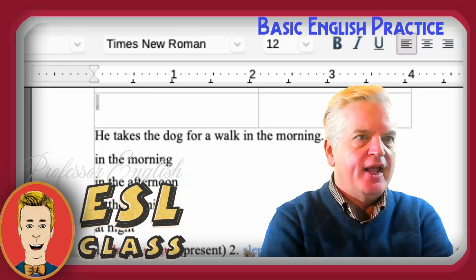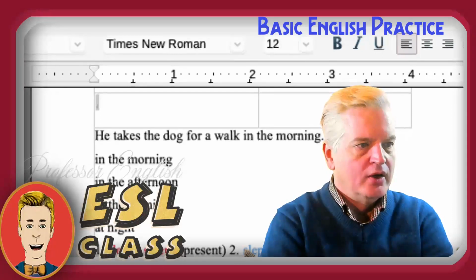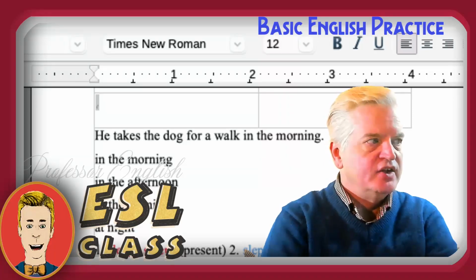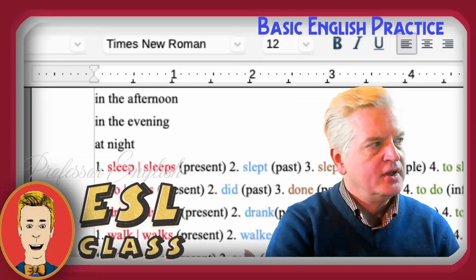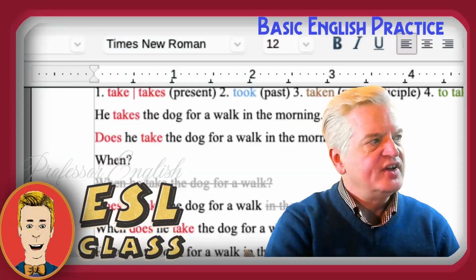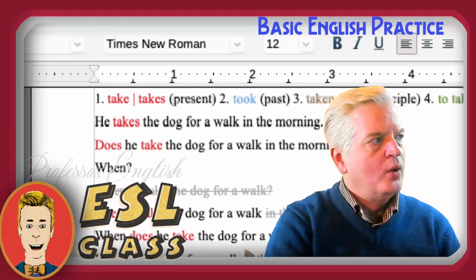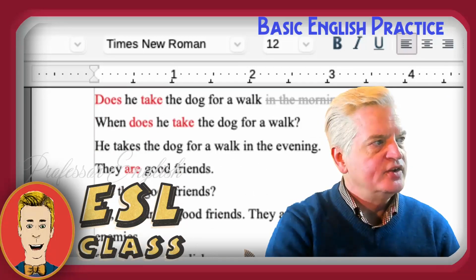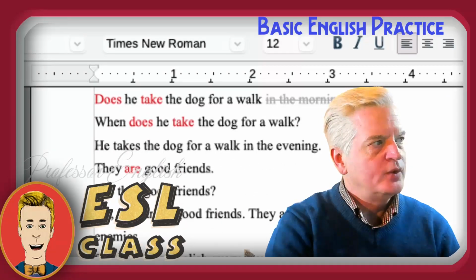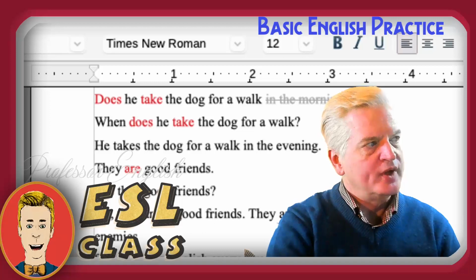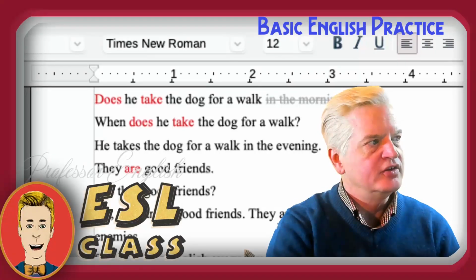How will you make a when question? "When take dog for walk?" No. When does he? You see, we have to use the question form. When does he take the dog for a walk? So you see the question form is, does he take the dog for a walk? And then when you make the when question, you have to use the question form.